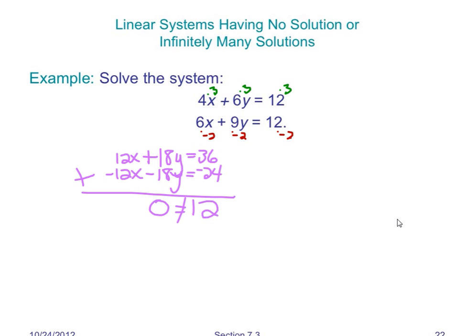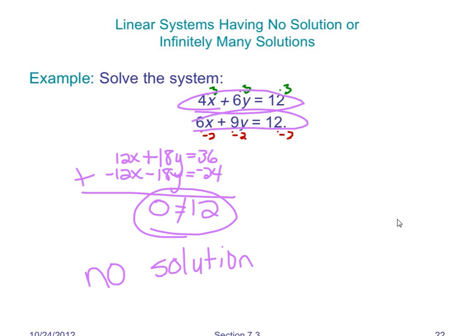Since both my x's and my y's were eliminated, and notice I said and, I got a statement that was not true, we would say that there is no solution. This would be a circumstance where if you were to graph these two equations, you would see that they're parallel.